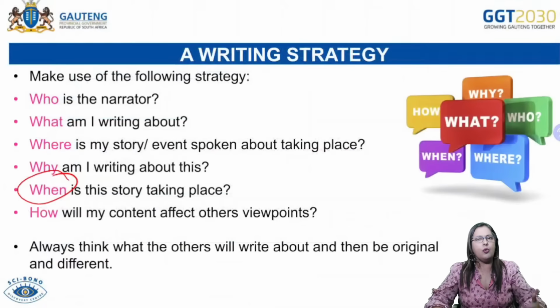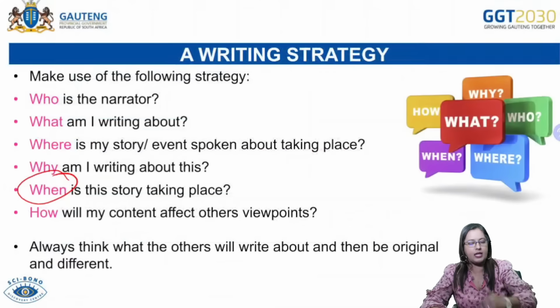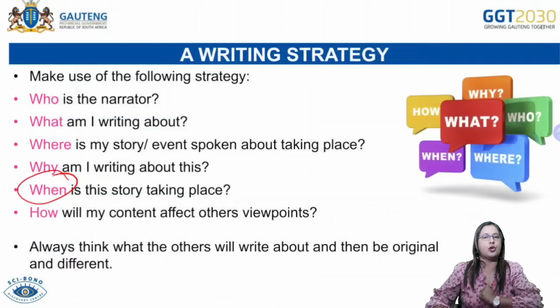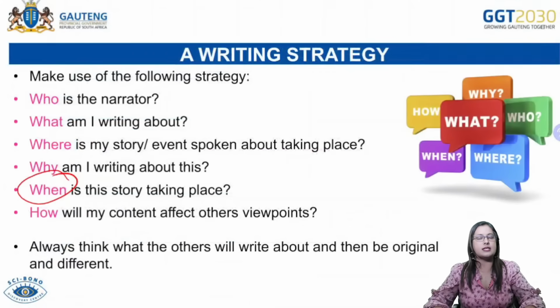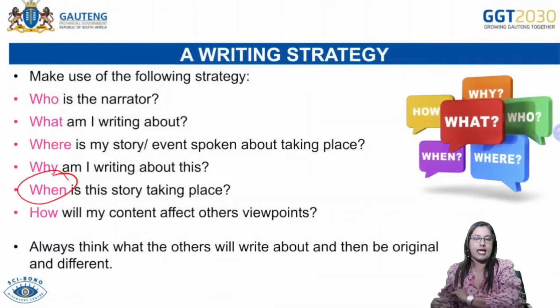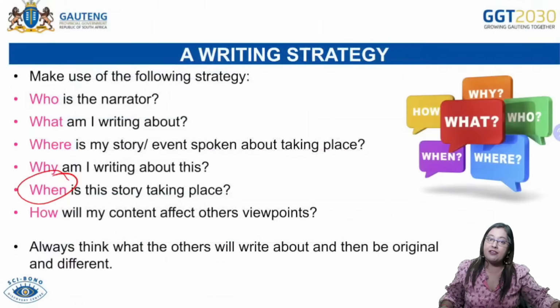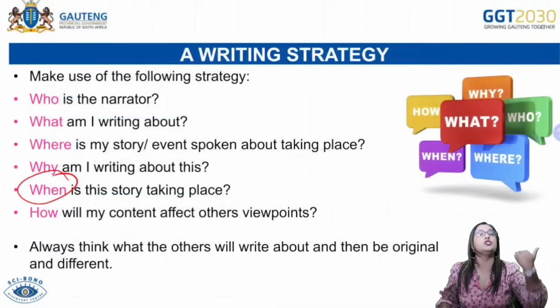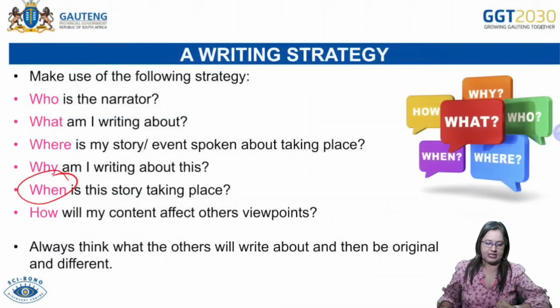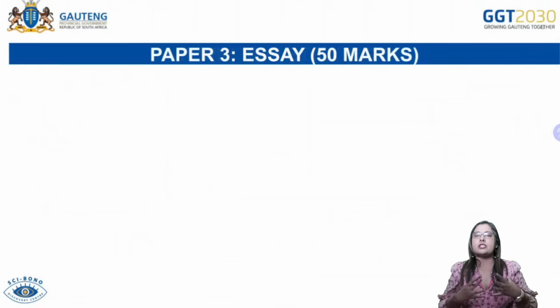Always think about what the other person will write about, and then be original and different. So you're taking into cognizance the common sense ideas, and then you're trying to move away from the common sense ideas and create your own original piece from there. All right, so that is a strategy that you can employ for your paper 3.